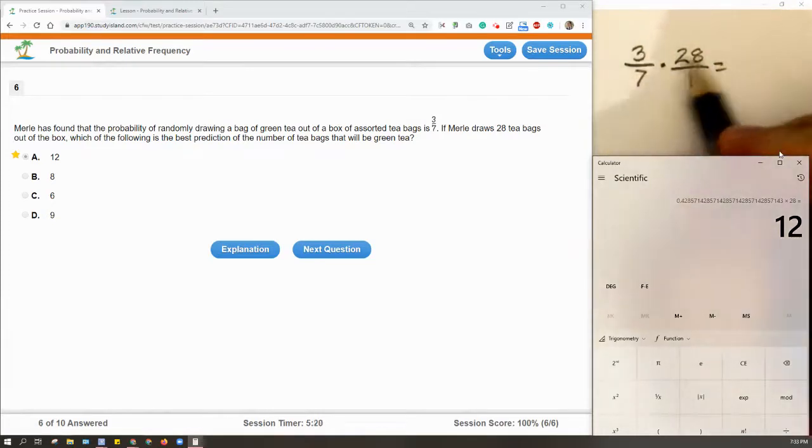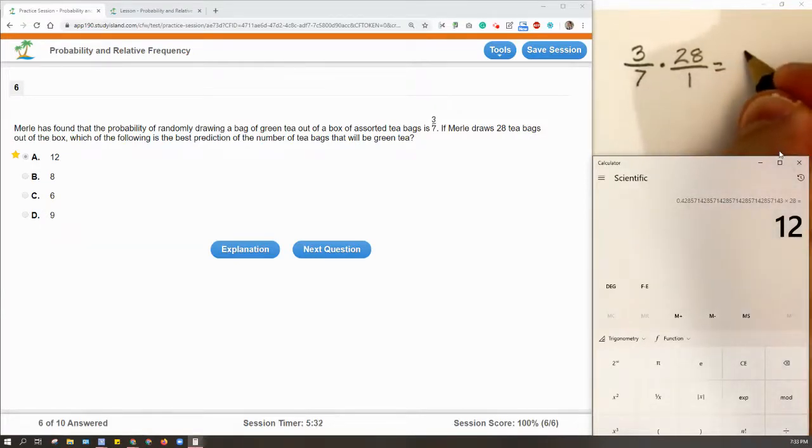Now, a lot of you like to multiply across the top and across the bottom and simplify, so we'll do that first, even though that's not how I like to multiply my fractions. But 3 times 28, 3 times 20 is 60, 3 times 8 is 24, so that's 84, over 7 times 1 is 7, and 84 divided by 7 is 12.